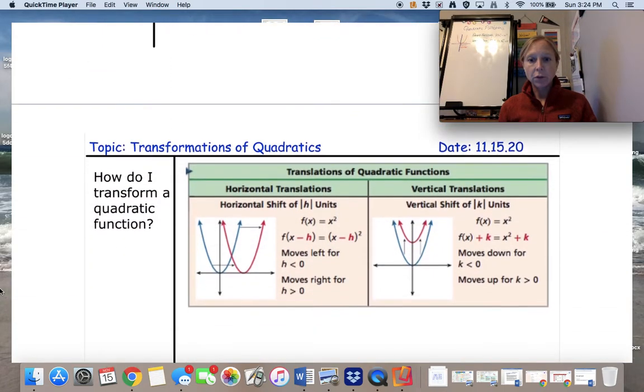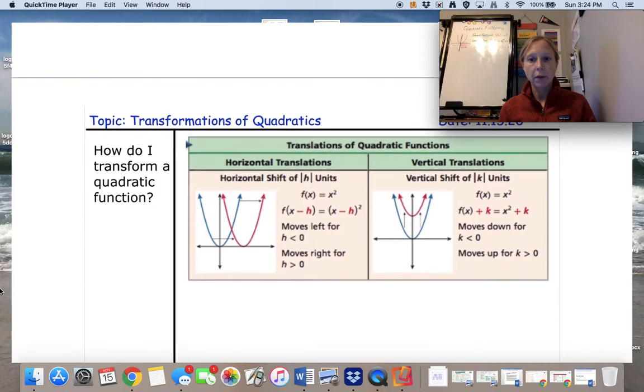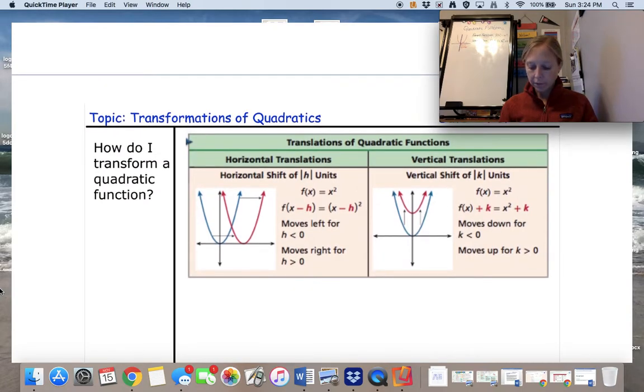Okay, so let's review those transformation rules that we've learned. So first, how do I transform a quadratic function left and right using translations? Well, to go left and right, we use the opposite and we put it in with the x. So we substitute in for x, x minus h. To shift up and down, we add to the end of the function. So we add k at the end to go up, we subtract k at the end to go down.